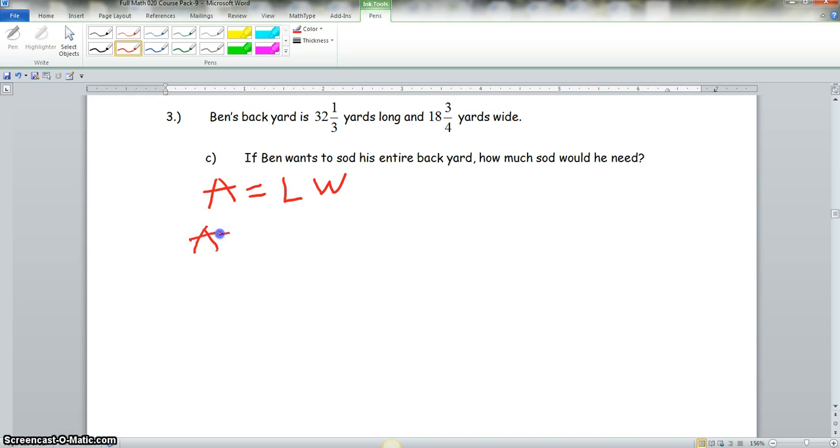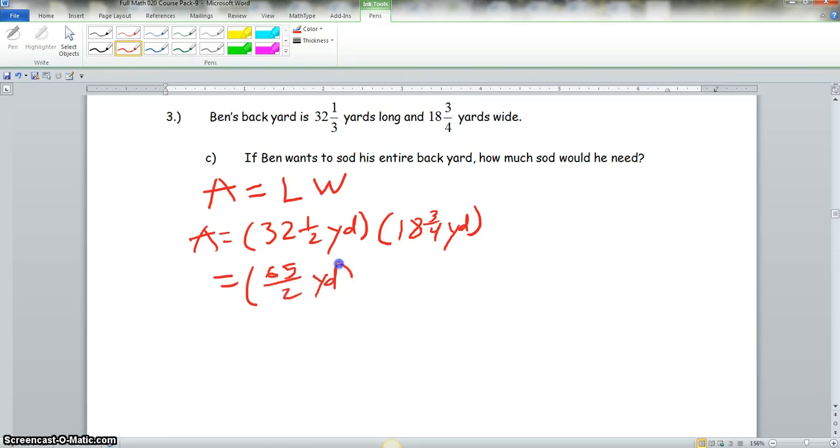Now, with our area, we know our length is 32 1/3 yards, and our width is 18 3/4 yards. Now we would change these mixed numbers to improper fractions. So this will give us 65 over 2 yards. And then multiplied by, this will be 75 over 4 yards.